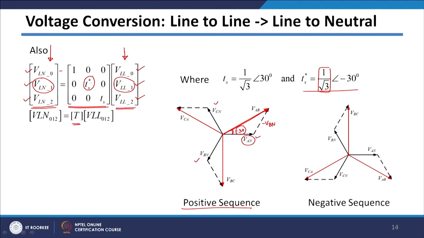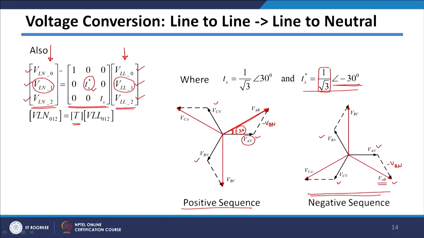So that's why here we are getting TS star, which indicates the line to neutral quantities are lagging behind line to line quantities by 30 degrees. In a similar way, in case of negative sequence, we can see that VAN here, VBN here, because it is rotating in the opposite direction, and VCN is here. So in this case, if you calculate VAB, which is basically VAN minus VBN, so this is minus VBN here, and if you add them together it will be your VAB.